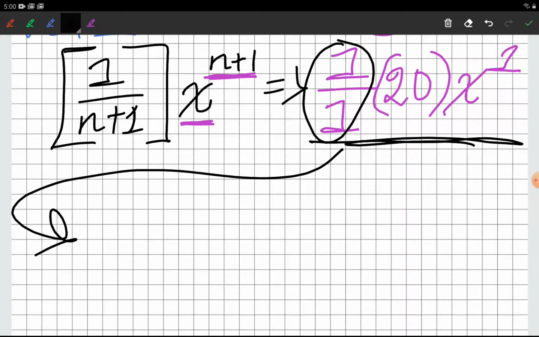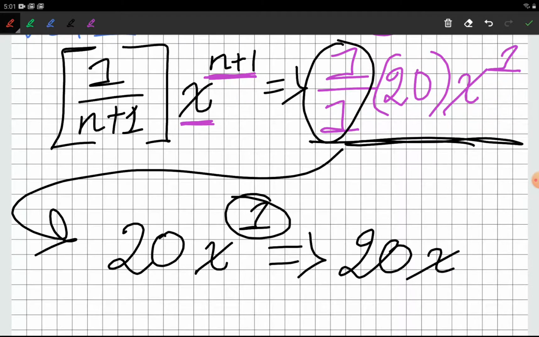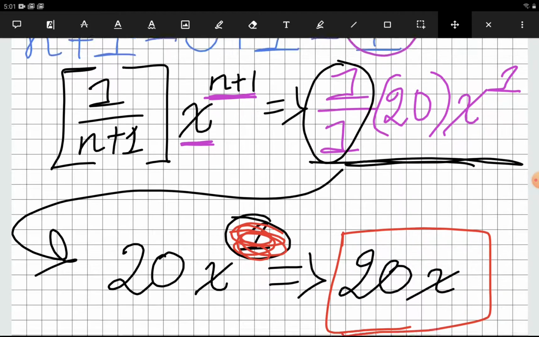This is so redundant. People don't write that out. 1 divided by 1 is 1, and anything times 1 is itself. So we've simplified to this. But we can simplify even further. We don't even need to write that 1. It should be invisible, honestly. And so this is your final answer, 20x. No exponent, no 1s in the front.